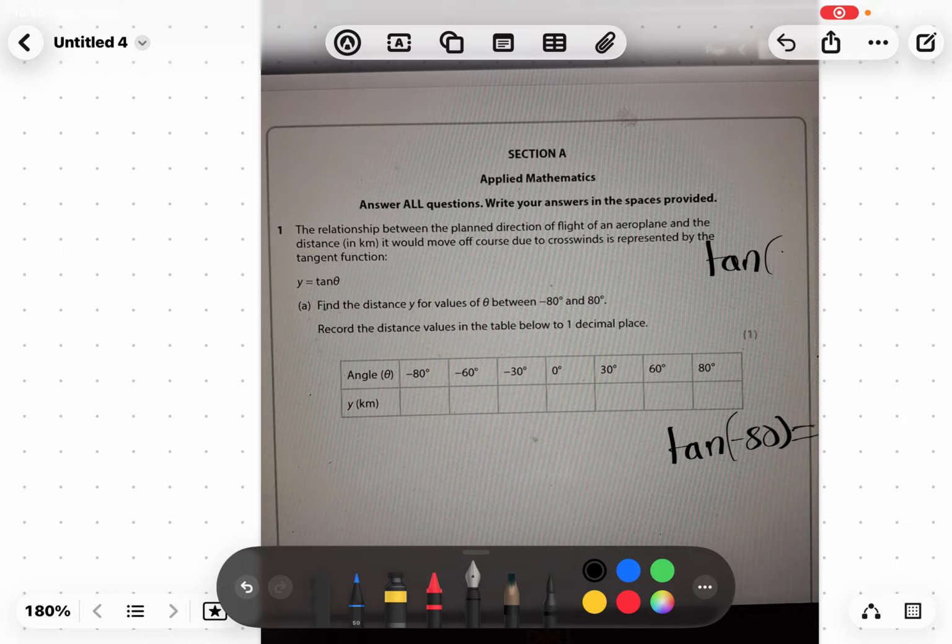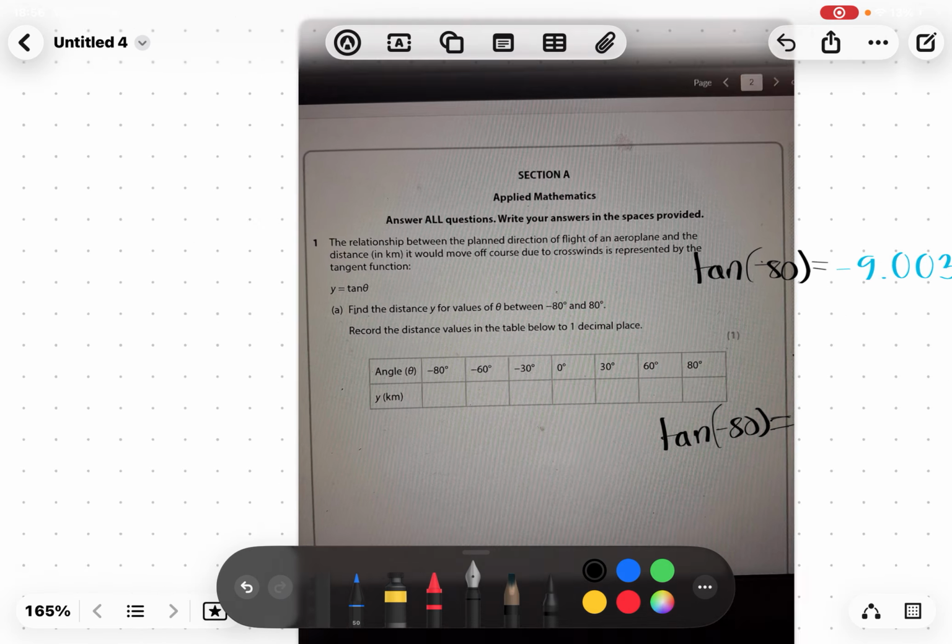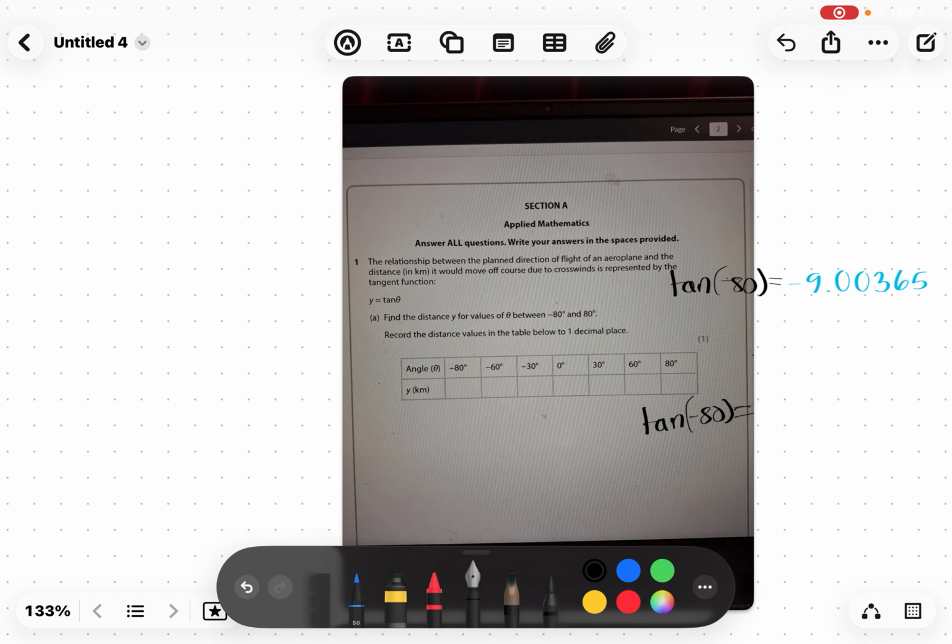Tan minus 80. Yes. No, oops. Aha, no, this is wrong already. It's supposed to be 5. Guys, don't trust these iPad calculators. Let me just do the answers, basically.